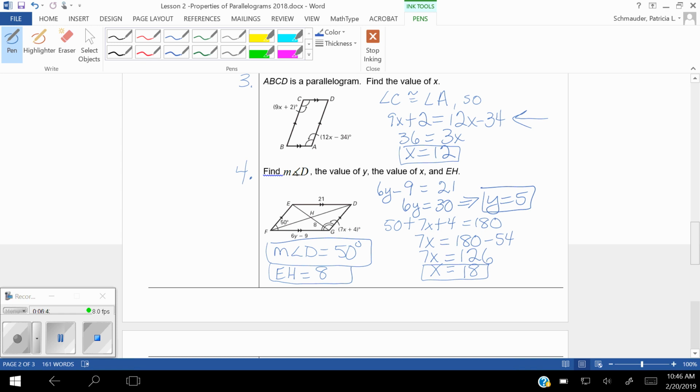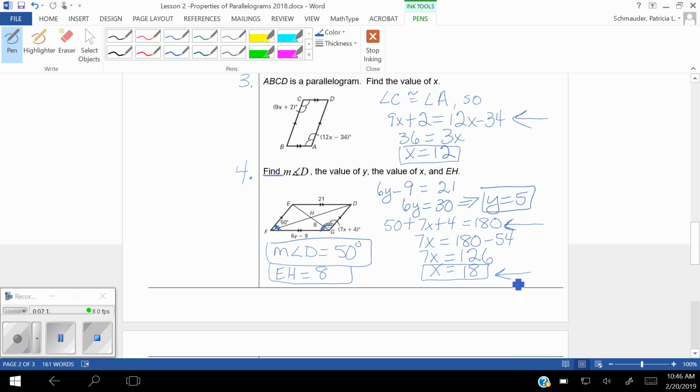Number 4, we have to find the measure of angle D, the value of y, the value of x, and EH. Okay, it's marked, so we know it's a parallelogram. So I know that this angle right here that measures 50 degrees, and this angle over here that measures 7x plus 4, because of the theorem, I know those consecutive angles are supplementary. So I did that in this step right here, and I ended up finding that x equals 18.